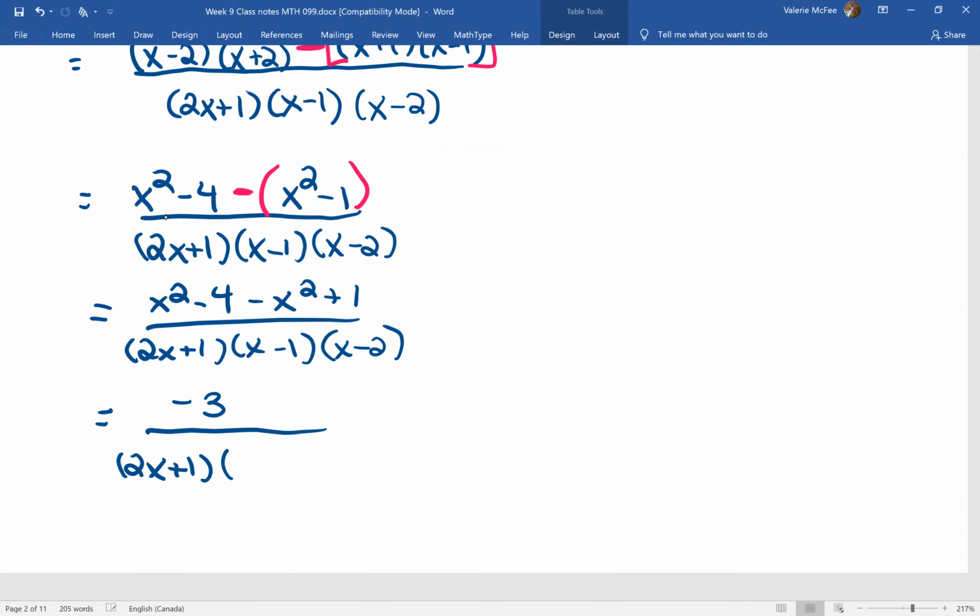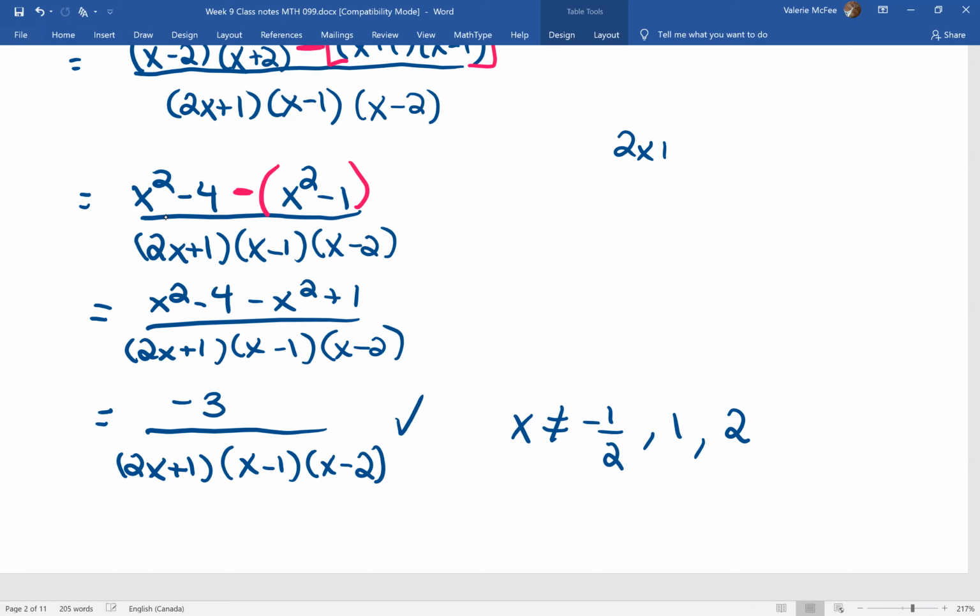And here's our final answer. What about restrictions? There's 3 factors in the denominator. That means, and they all contain x, that means there will be 3 restrictions. X cannot equal negative 1/2 or 1 or 2. How did we find them?